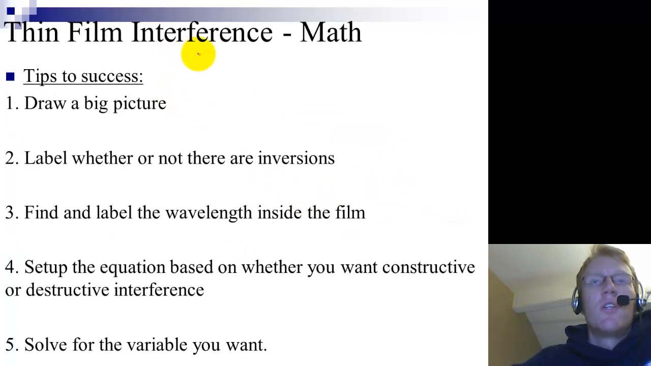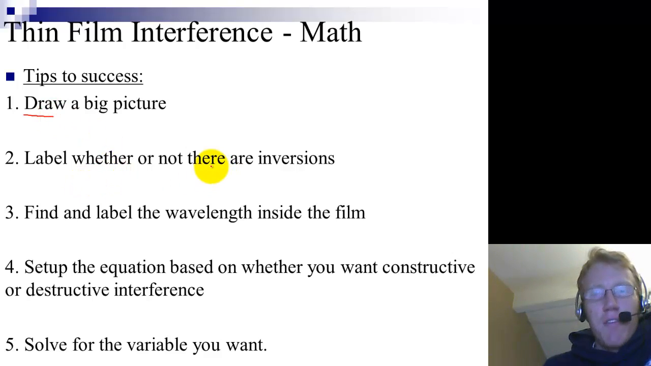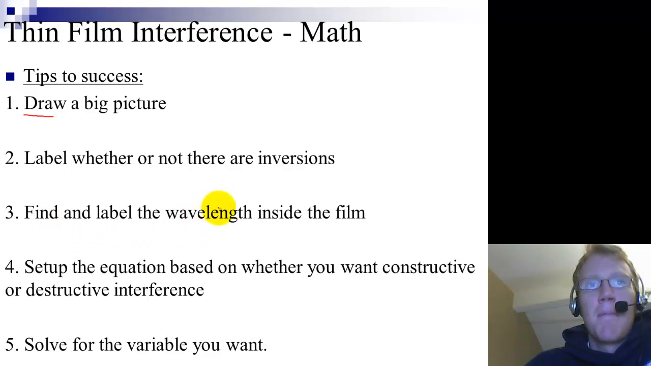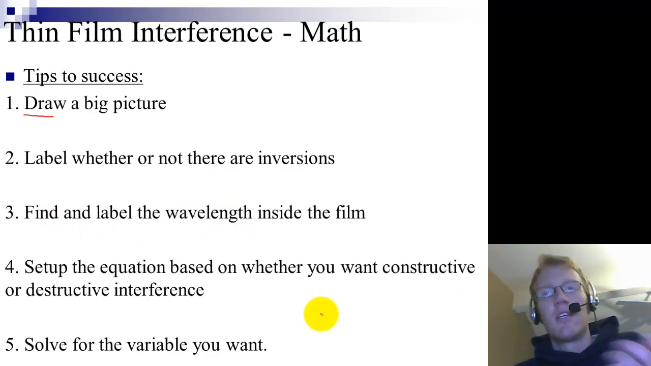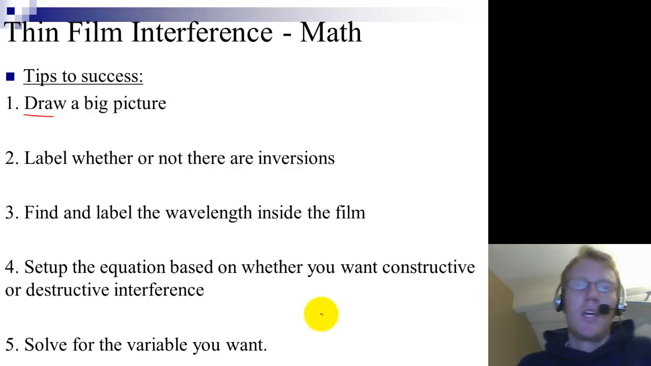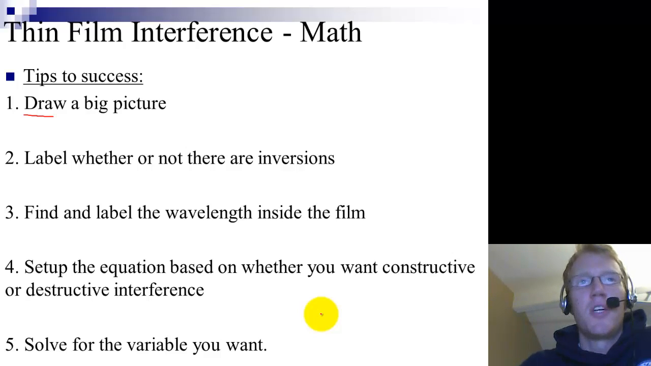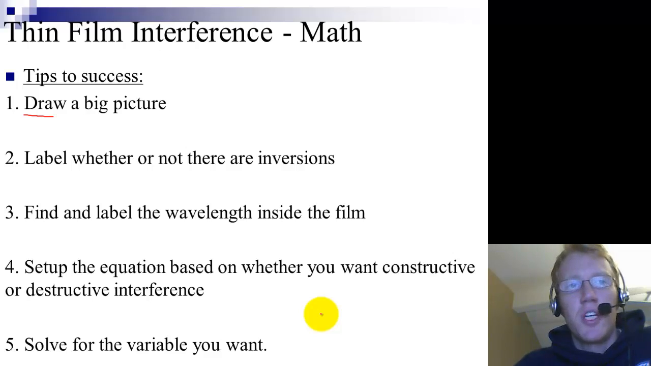Okay, so to do these kinds of problems, it's critical that you draw a picture, then you label whether or not there's an inversion, which will give you 1/2 a wavelength shift. Then you find and label the wavelength inside the film, and then you set up your equation to decide how many wavelengths off you need it to be, and then you can solve for the variable that you want. So these are probably one of the trickier types of problems that you'll have to do in this chapter.